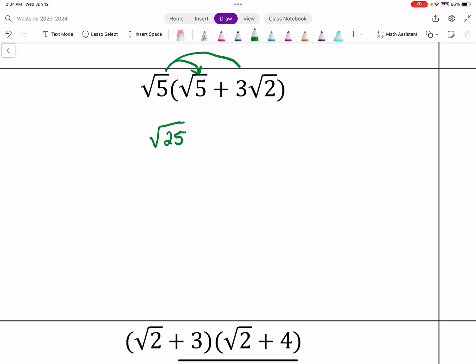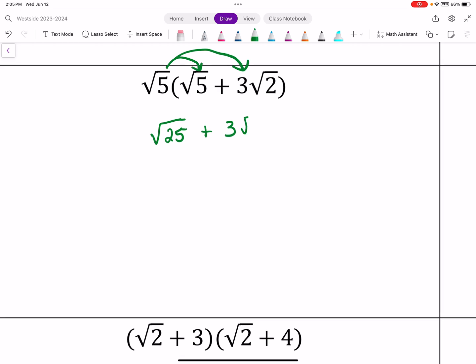Then I'm going to take radical 5 times 3 radical 2. So that 3 is going to stay outside by itself. Radical 5 and radical 2 are going to become radical 10. I can simplify this. Radical 25 is just 5, and then plus 3 radical 10.